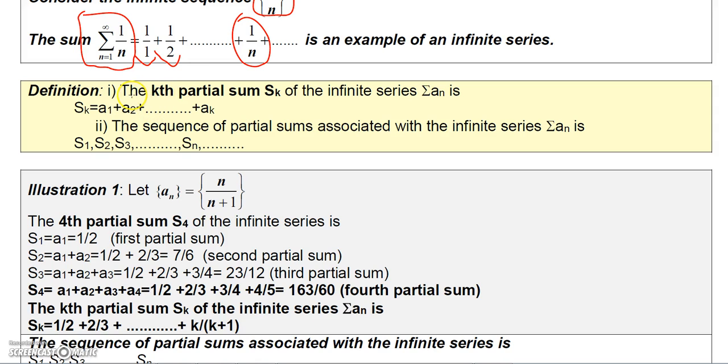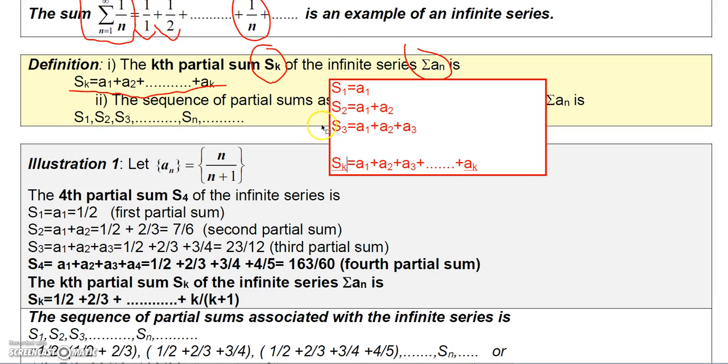Now, this can be a little bit confusing, but the kth partial sum, which we'll call S of k, of an infinite series given by the sum of A sub n, is just the sum of the first k terms. So S of k would be A1 plus A2 plus A3 and so on until you get to the kth term. We can also talk about the sequence of partial sums associated with this infinite series. We would have S1 as a term in the sequence, S2 as a term, S3 as a term, and so forth.